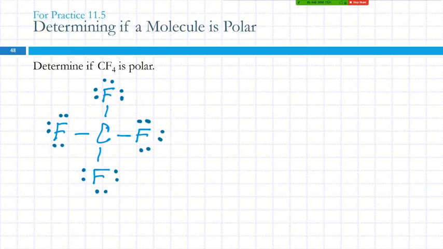So then we ask ourselves those two questions. Are there any lone pairs on the central atom? No, there aren't. Are these atoms that are bonded to the central atom all the same? Yes, they are. So there's no lone pairs and the atoms are the same, therefore this is nonpolar.